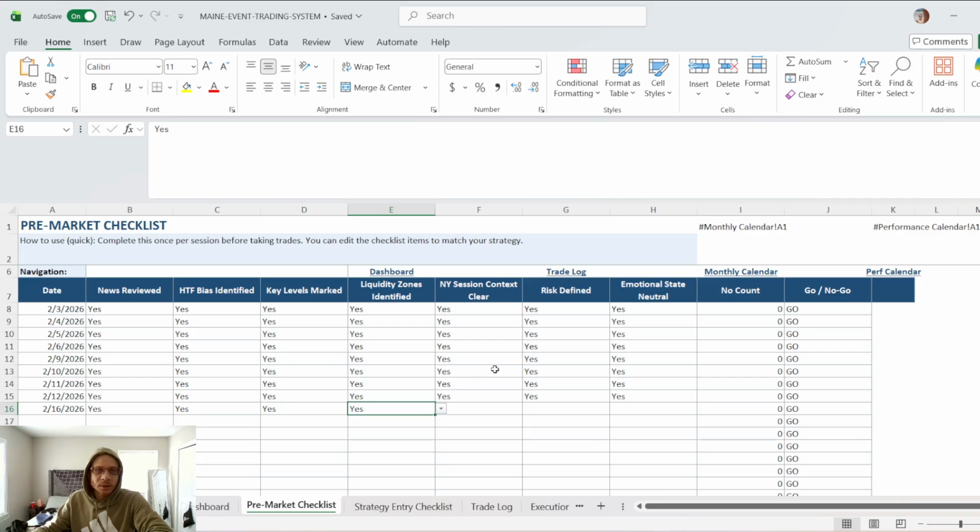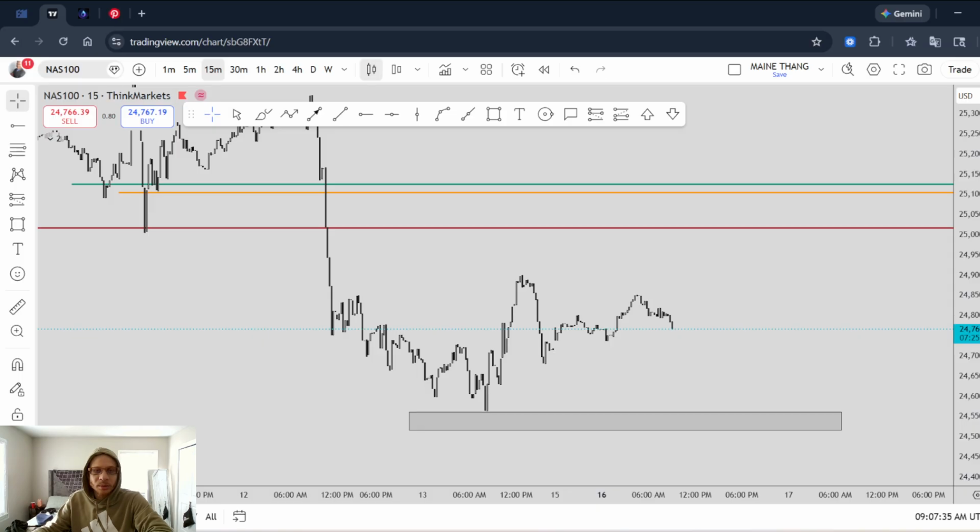New York session, yes. Context clear. Right now we're on a correction.